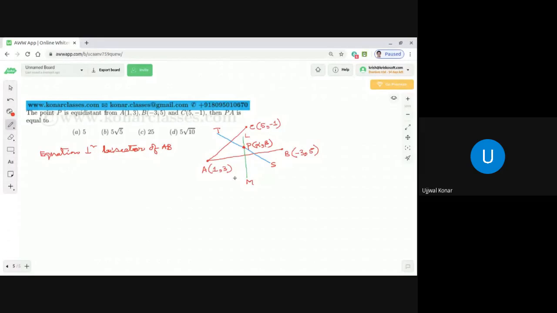So that perpendicular bisector of AB must pass through the midpoint of AB. Let's take a point called Q1. So what is the coordinate of the point Q1? (1 minus 3) by 2, that is minus 1, comma (3 plus 5) by 2, that is 4. So LM passes through the point Q1.